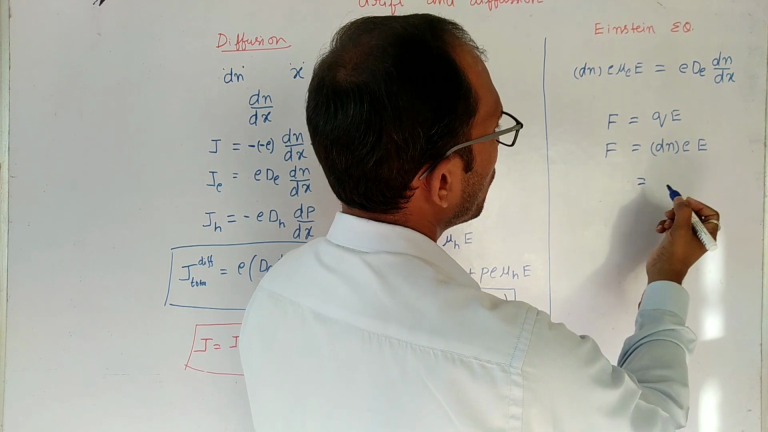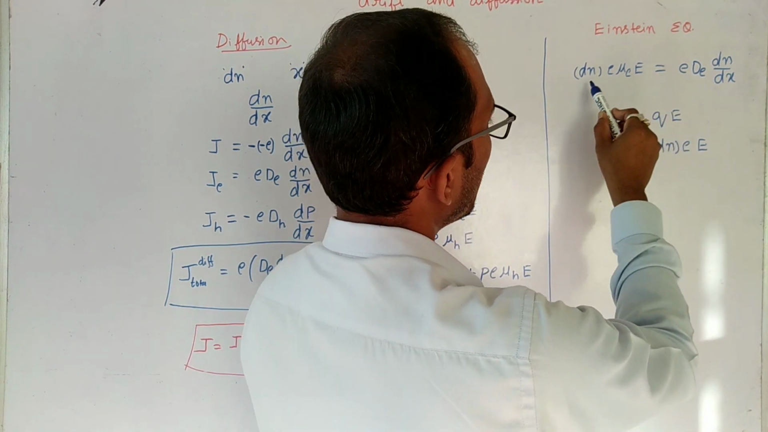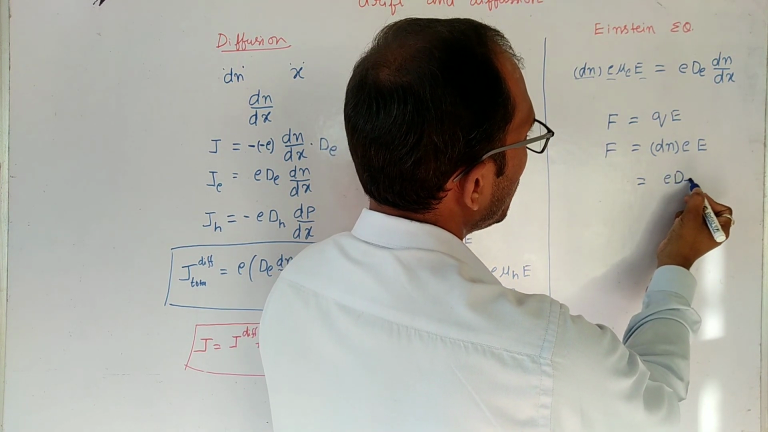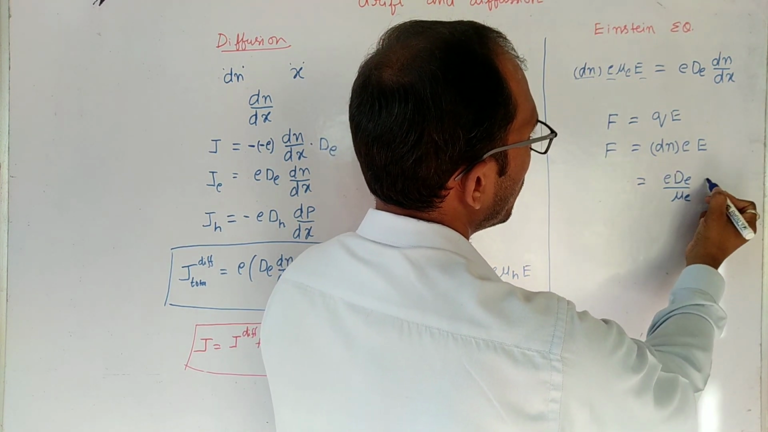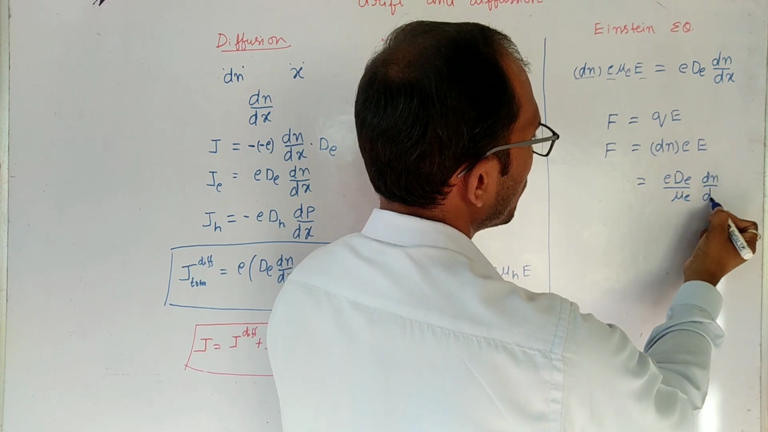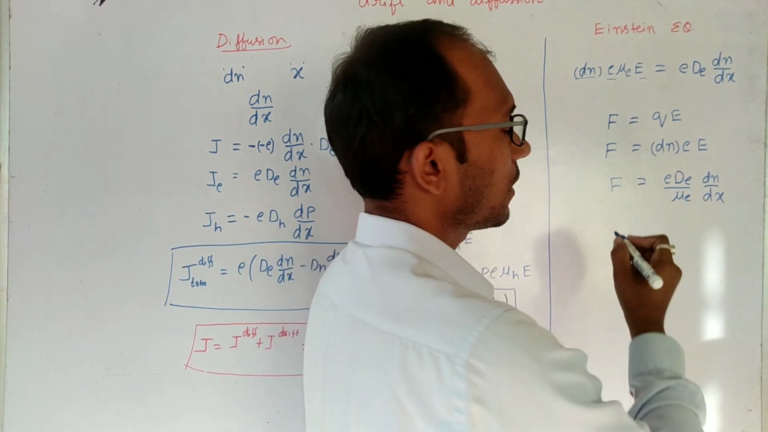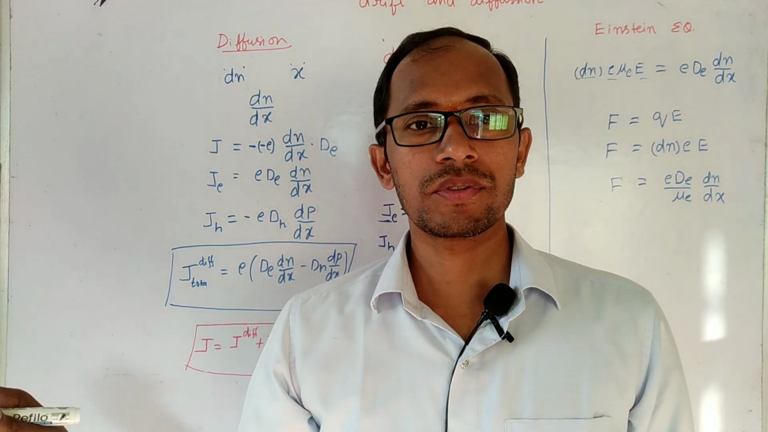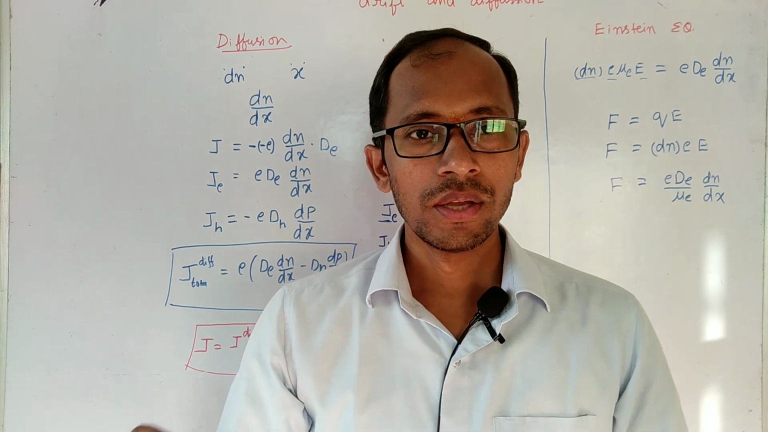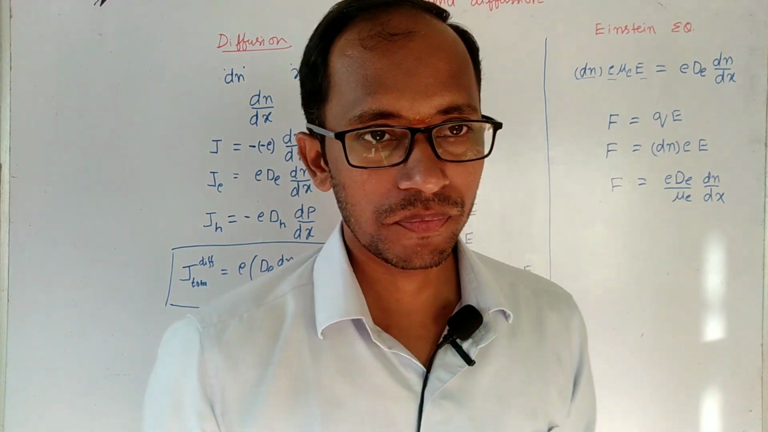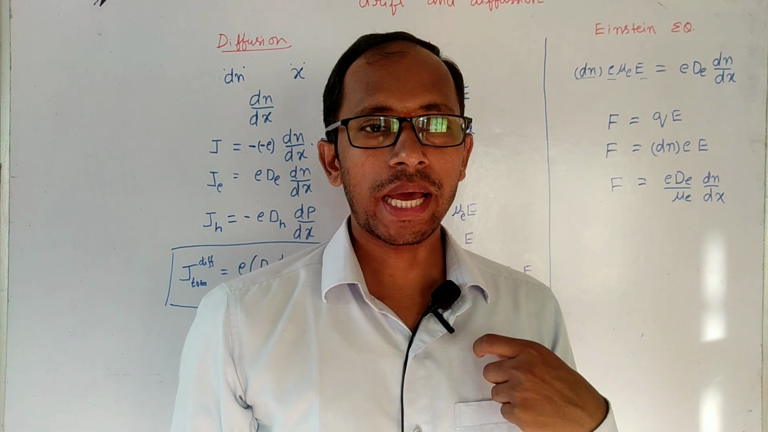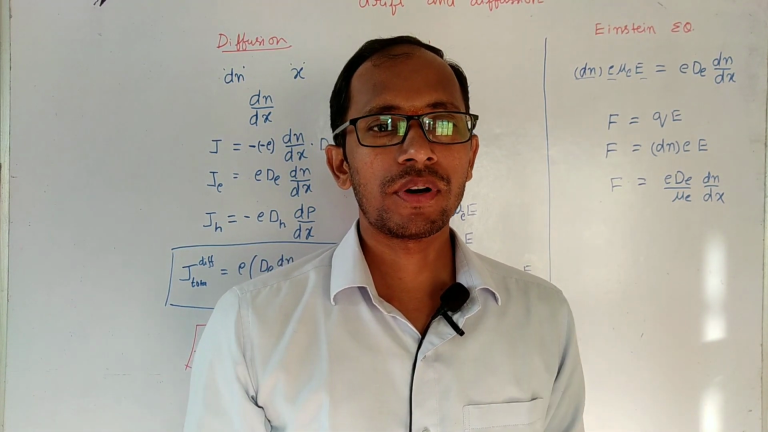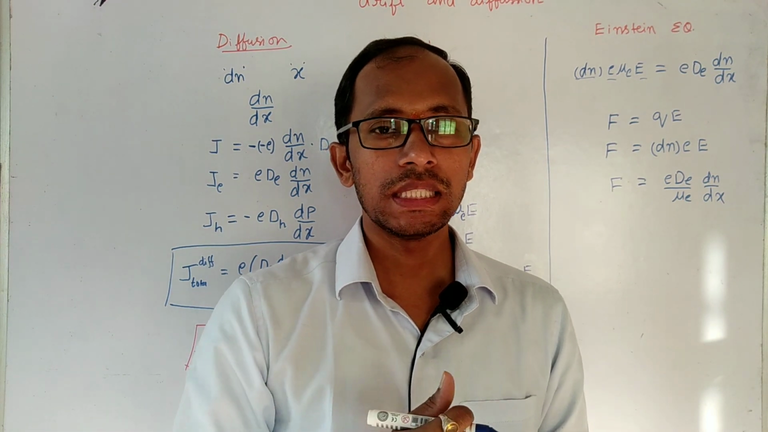From this equation, we can write dn e E equal to e D_e by mu_e into dn by dx. So this is the force acting on the charge carriers, the concentration dn of charge carriers, under equilibrium condition. But the free electrons follow the kinetic theory of gases, according to the free electron theory.